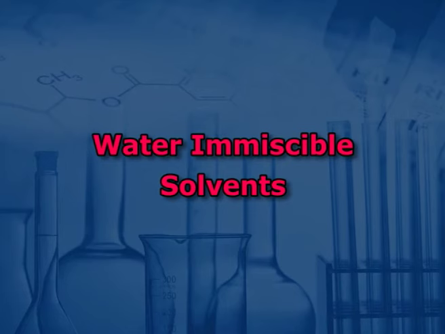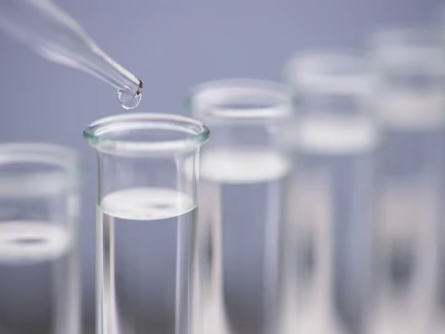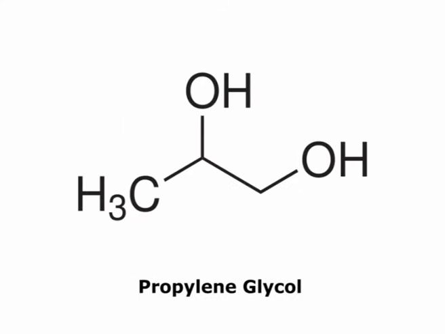Another type is water immiscible solvents. As the name indicates, these are the solvents which are not miscible with water and hence not used in combination with water. For example, fixed oils, ethyl oleate, isopropyl myristate and benzyl benzoate. The most widely employed non-aqueous solvents are polyethylene glycol, propylene glycol and fixed oils.